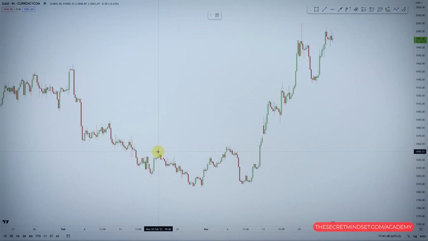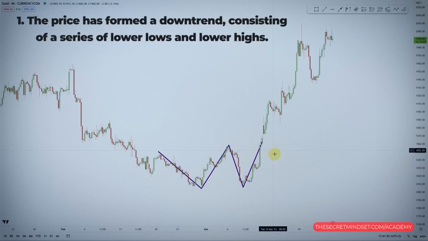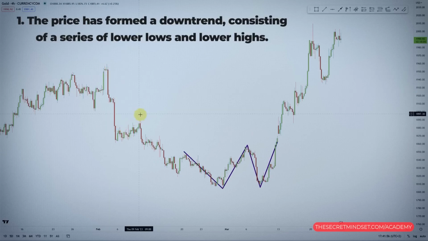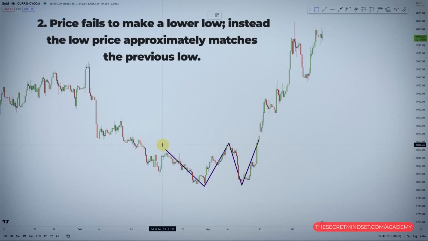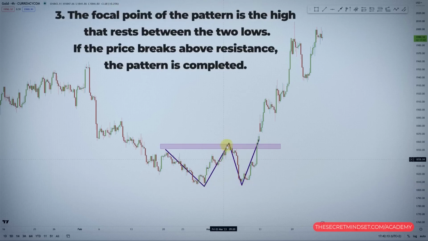The bullish double bottom pattern is simply the inverse of the bearish double top one. The price has formed a downtrend, consisting of a series of lower lows and lower highs. At some point, the price fails to make a lower low. Instead, the low price approximately matches the previous low. Again, the 2 lows don't need to be exactly the same. The focal point of this pattern is the high that rests between the two lows. This area is now considered resistance. If price breaks above resistance, the pattern is completed and the breakout has occurred.